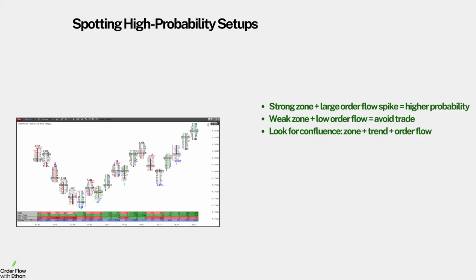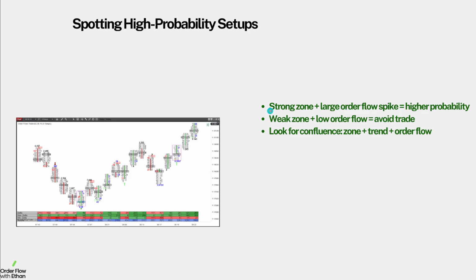Why? Because this is the last week of the June contract. So we're turning to the September contract next week or the week after. And when the market doesn't really behave the way it should, you should just avoid trading. So strong zone plus large order flow spike.